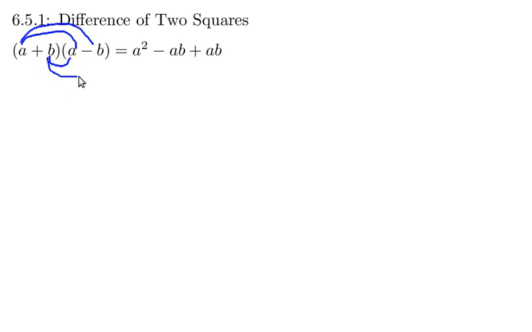And then minus b squared, because plus b times minus b gives you minus b squared. Okay, let's clear that off. Notice something that's pretty important here. We have a plus ab and a minus ab, so they cancel each other out. So this can be simplified further to a squared minus b squared.